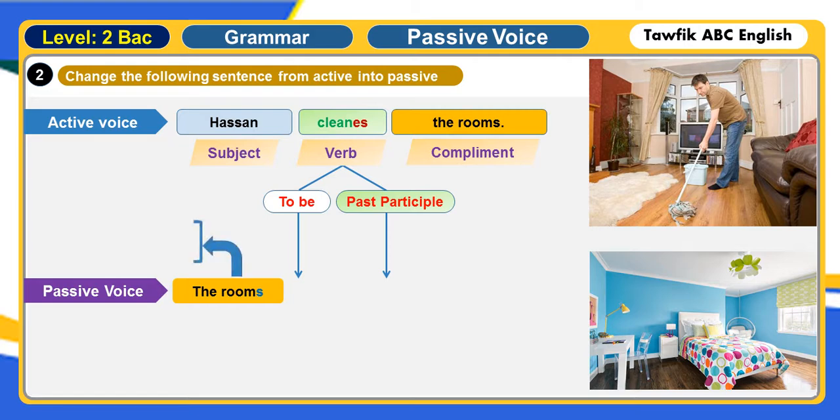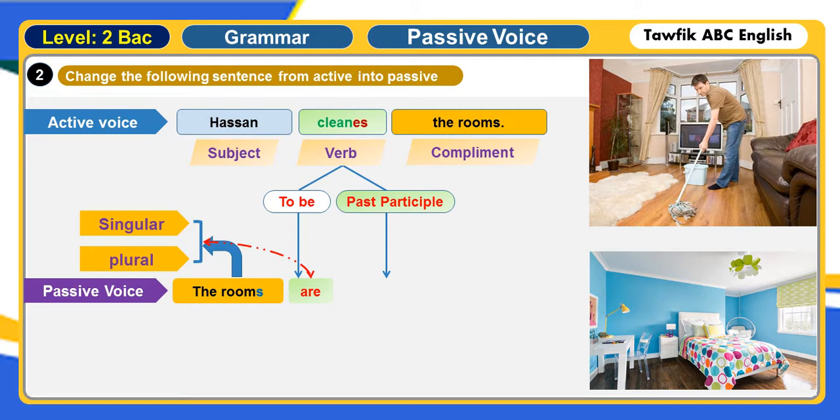كنشوف السبجكت, is it singular or plural. إلا كان singular شنو غادي تكون عندي؟ إلا كانت عندي the room غادي تكون is، ولا كانت عندي plural بحال كيف في الجملة the rooms are. Okay, so the verb to be are.